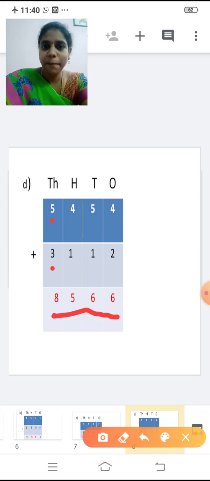8,566. When you add 5,454 and 3,112, the answer is 8,566. So what you have to do? First you have to add the ones place. 4 plus 2 is 6. Next is tens place. 5 plus 1, 6. Then hundreds place. 4 plus 1 is 5. Then the thousands place. 5 plus 3, 8. So the answer is 8,566.